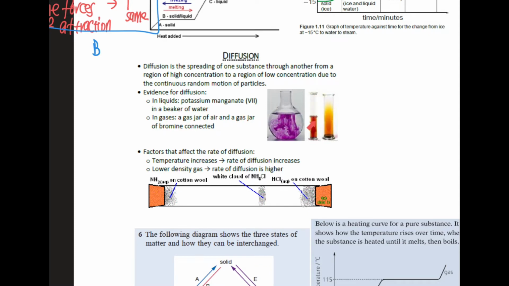In gases, you use two gas jars. One gas jar has bromine vapor, and the other has just normal air. Then you remove the cardboard in between the two gas jars, and you can see the bromine diffuse upwards. That's diffusion. We use something colorful so that we can see it. Now, the factors that affect the rate of diffusion. The first factor is temperature.